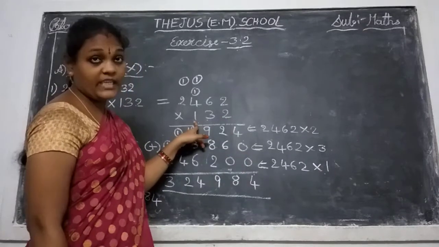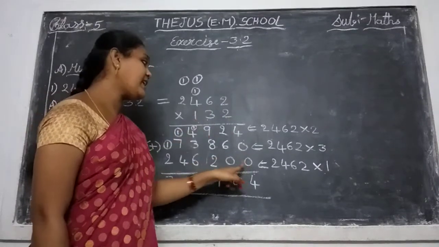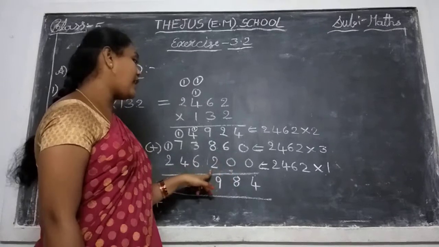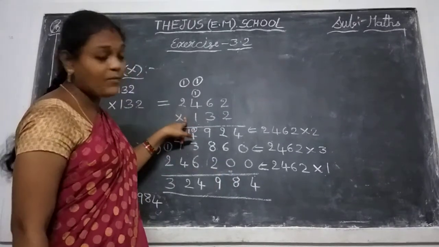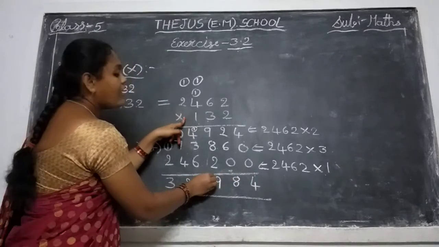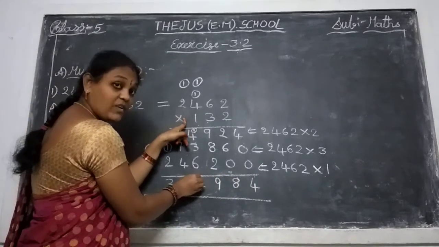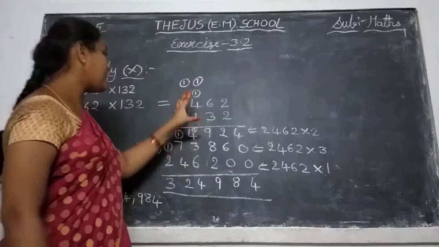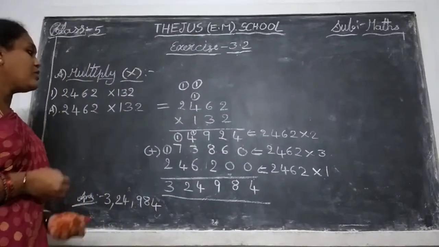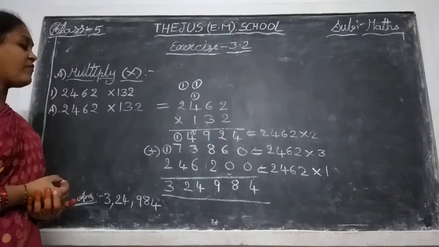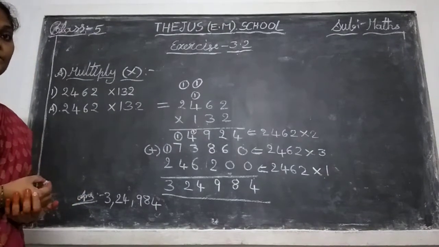Next, 1 is in the hundreds place. Now put 0 in the ones place and also 0 in the tens place. Start the answers with the hundreds place. Again, for any number in the thousands place, we will put 3 zeros and start writing the answers in the thousands place. Okay. So this is the multiplication sum, 4-digit number by 3-digit number. Note it in your notebooks neatly without mistakes.